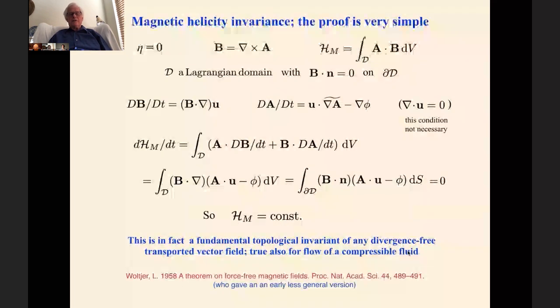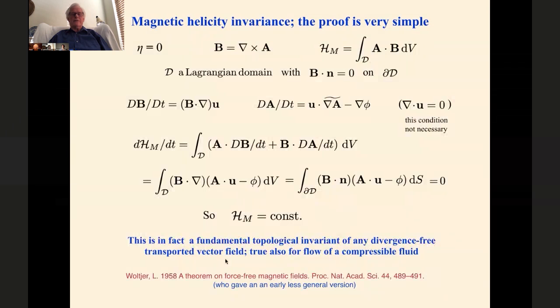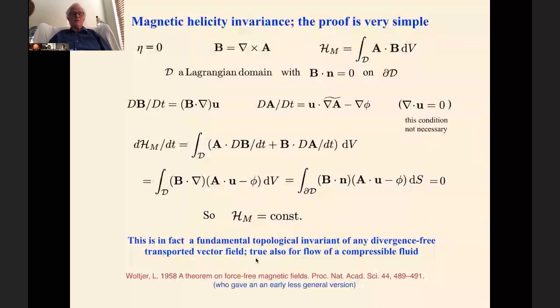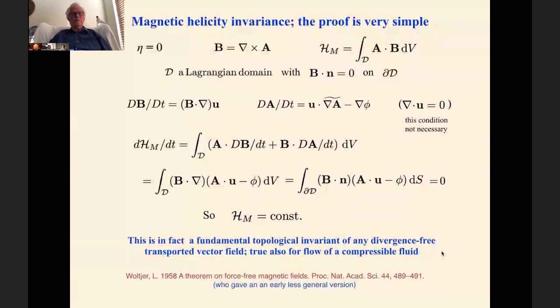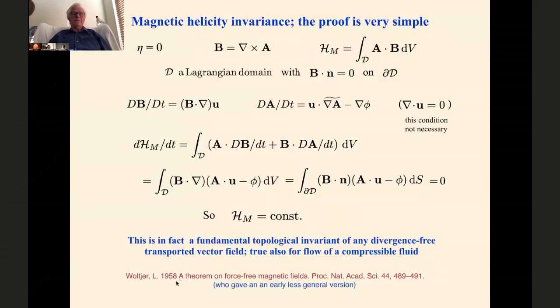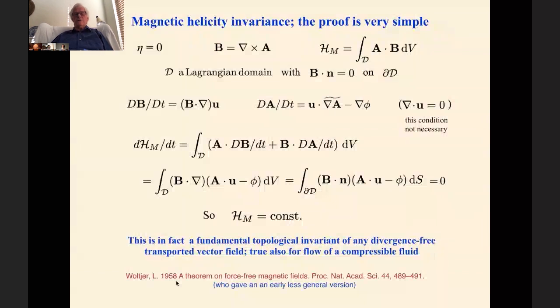It's a fundamental topological invariant of any divergence-free transported vector field. And as I say, it's true also for flow in a compressible fluid, but I want to give the modified proof of that. This proof, well, Woltjer 1958 is frequently referred to. He gave an earlier, less general version.